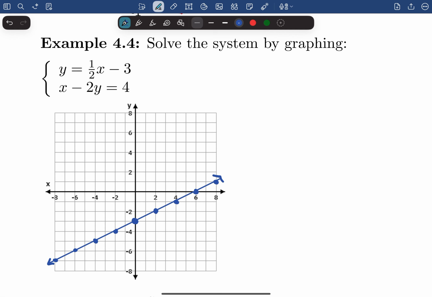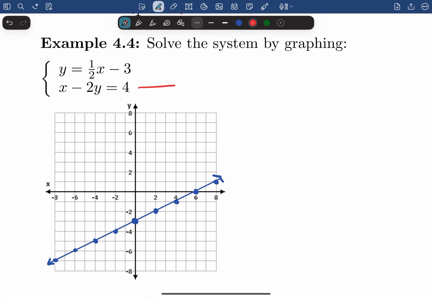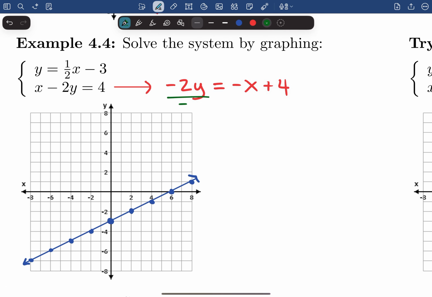Now we look at the second equation, and it's in standard form. Time to put it in slope-intercept form. I'll talk you through the process really fast. We're going to subtract x from the left side to the right side to start to get y alone. And so I get negative 2y equals negative x plus 4. Now I'm going to divide by negative 2 from the left side to the right side. And now I've solved this for y. And I find out that y is equal to 1/2 times x, and then minus 2.